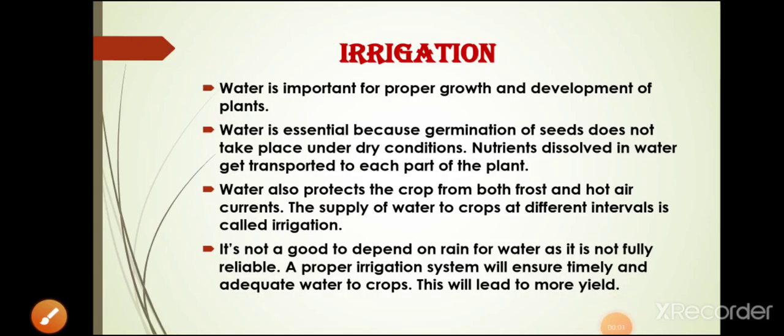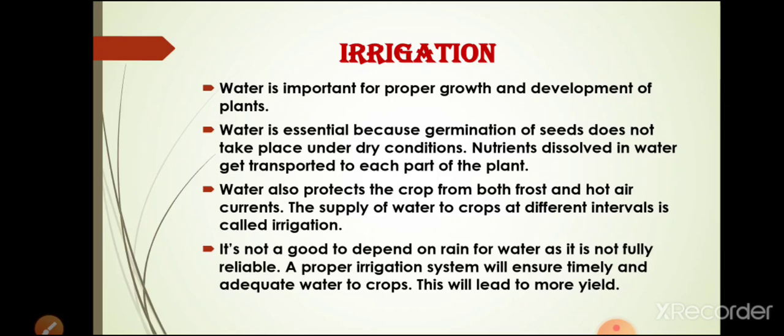Now our next topic is irrigation. It is the third step of agricultural practices. Students, as you already know, water is a very essential resource for all living beings, because without water we cannot survive. All living beings need water to live, and it is important for the proper growth and development of the plants. Water is absorbed by the plant roots, and along with the water, minerals and fertilizer are also absorbed and transported to each part of the plant.